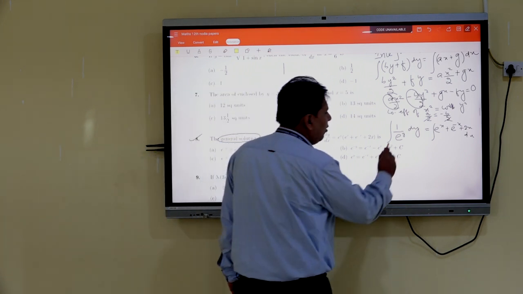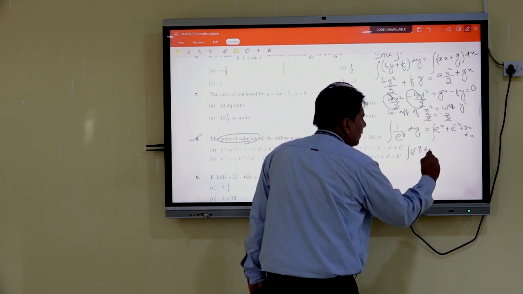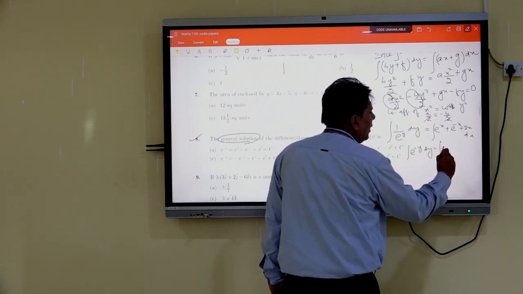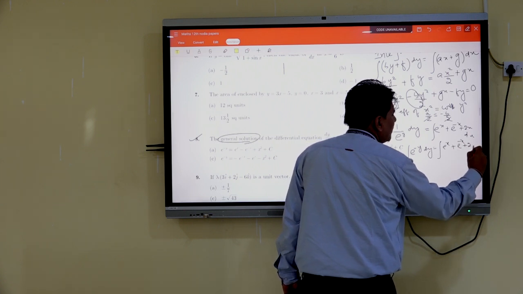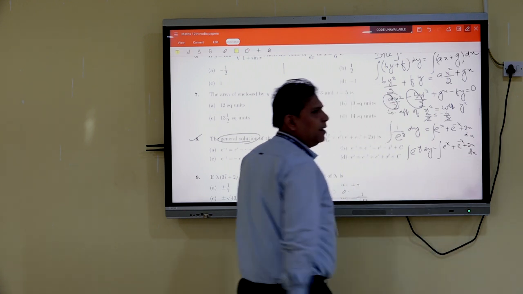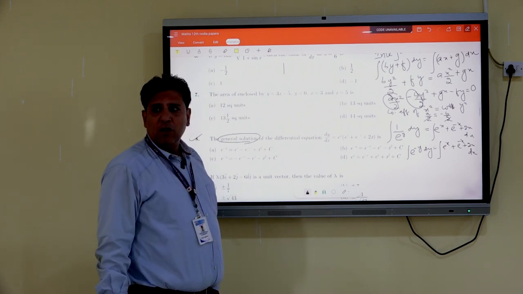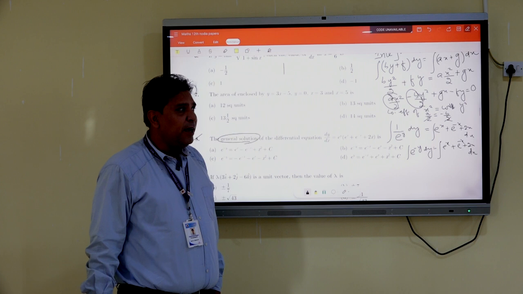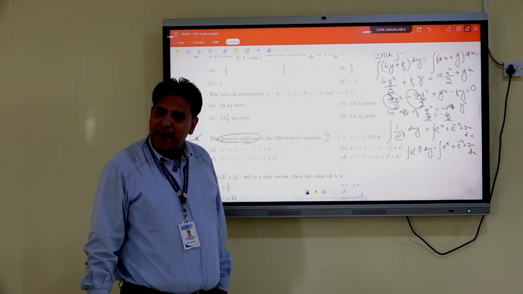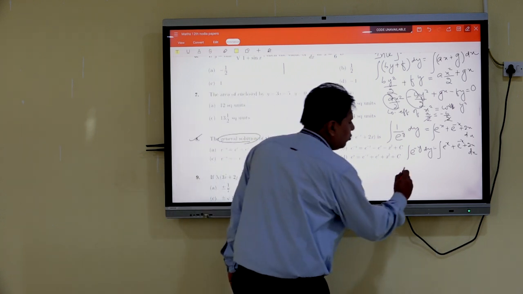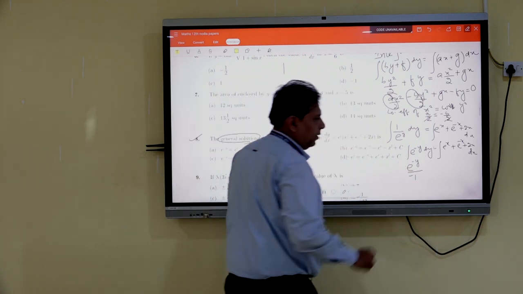So what is the integration of 1 by e to the power y? 1 by e to the power y means e to the power minus y I can write, is equal to integration of e to the power x plus e to the power minus x plus 2x dx. Right. Now what is the integration of e to the power y dy? It's only e to the power y. So what is the integration of e to the power minus y? e to the power minus y by minus 1.